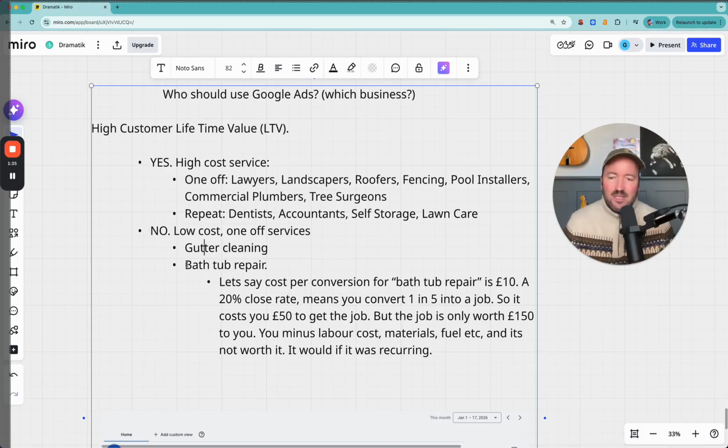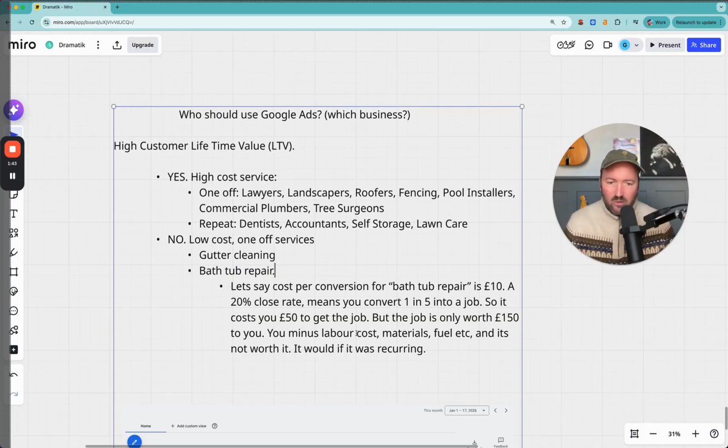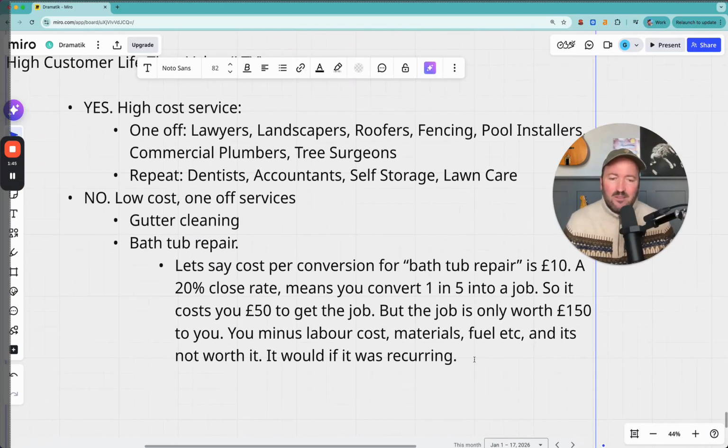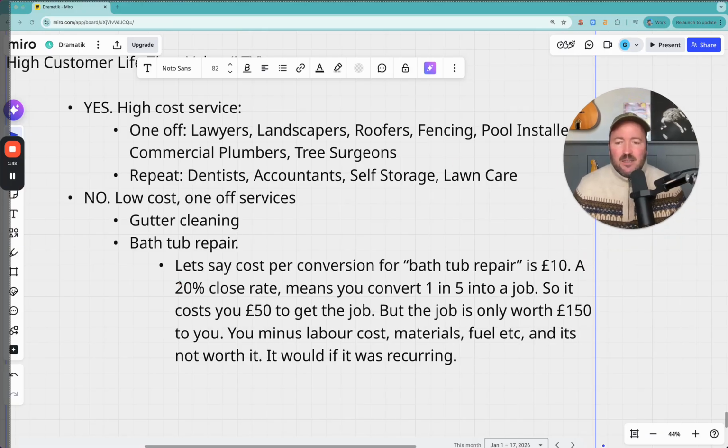Another example is bathtub repair. Again, this is another example of when it doesn't stack up, and I'll talk you through the maths of why it doesn't work. Let's say the cost per conversion for bathtub repair is £10. So it costs you £10 to get an inquiry through. Now, obviously, getting an inquiry on your website for bathtub repair, that's only the beginning.